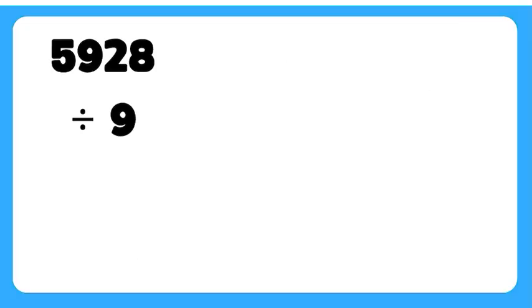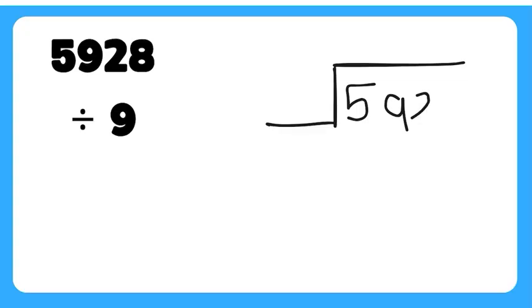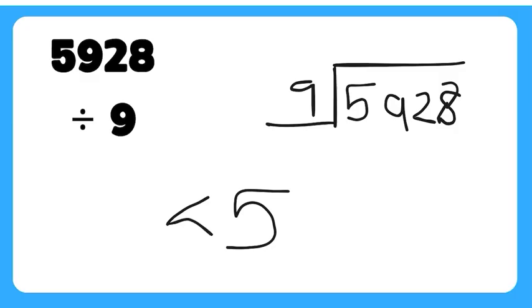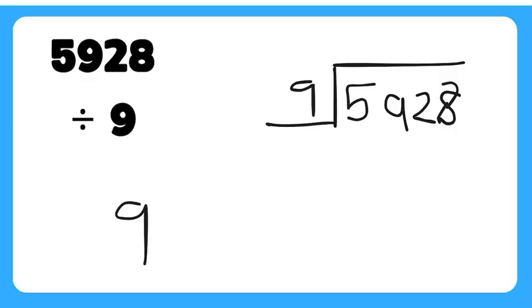Now let's move on to the last question. This is 4 digits again, larger number. We are dividing by 9 this time. So 5,928 divided by 9. Let's put it in this format. 5928 divided by 9. So first we will do with 5. 5, it is less than 9. So what do? We will take 2 numbers, 59.